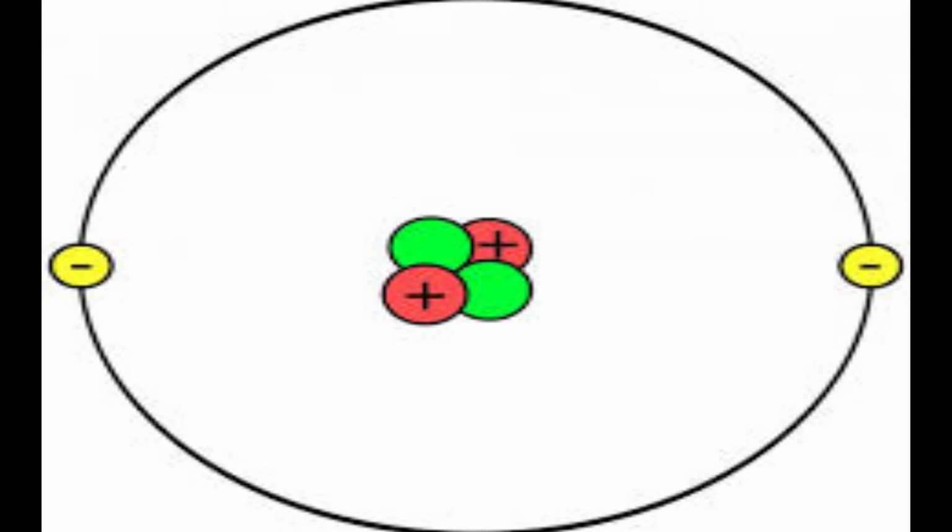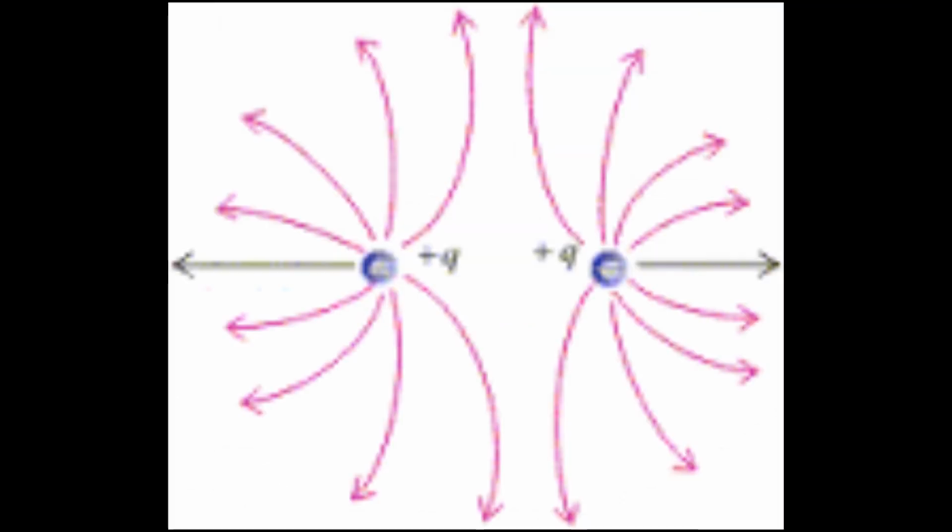Group 2 elements. The elements of this group have 2 electrons in their outer shell. Thus, the elements have a tendency to lose 2 electrons to form a doubly charged positive ion. The elements of this group are chemically reactive.